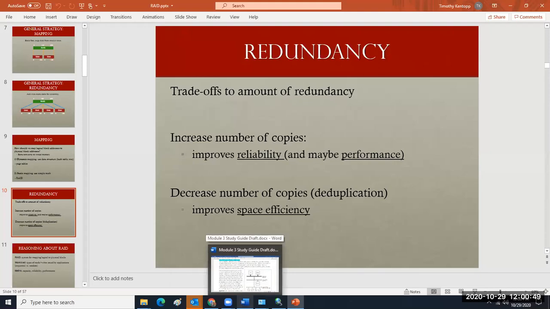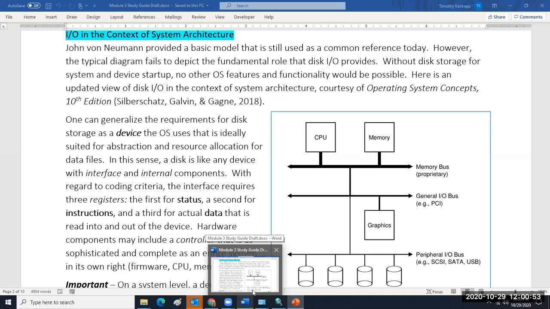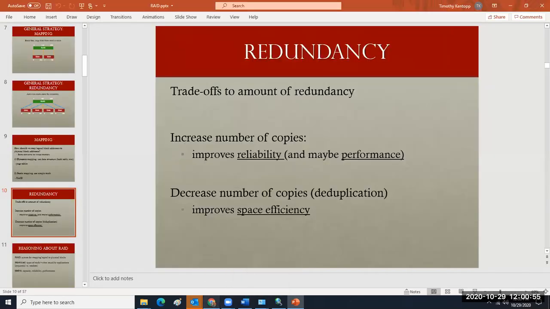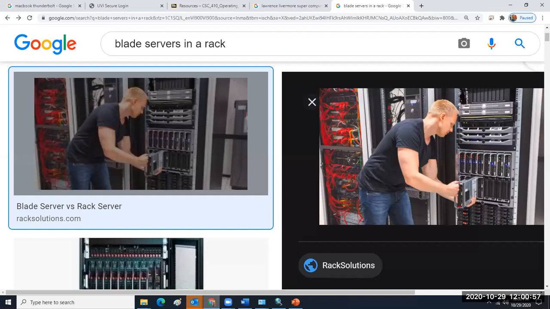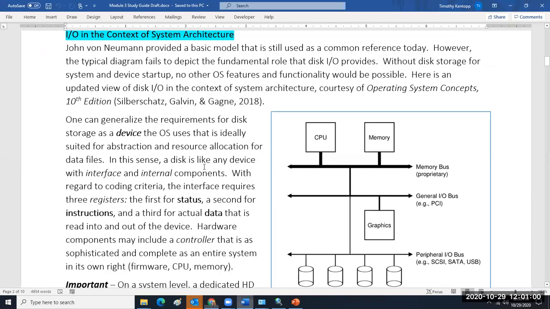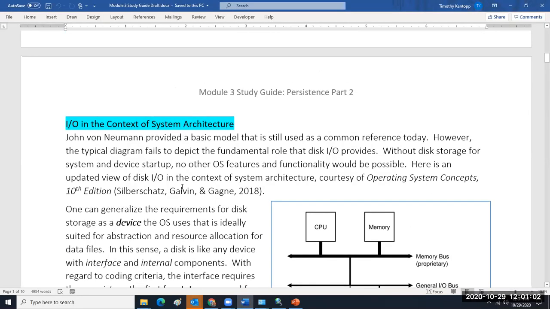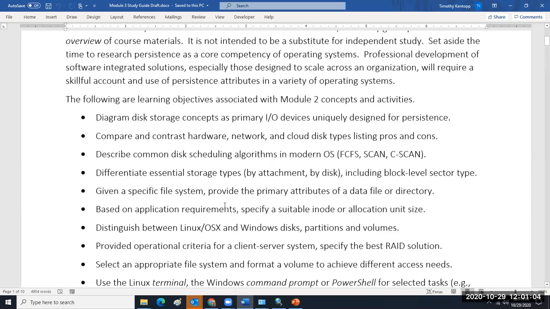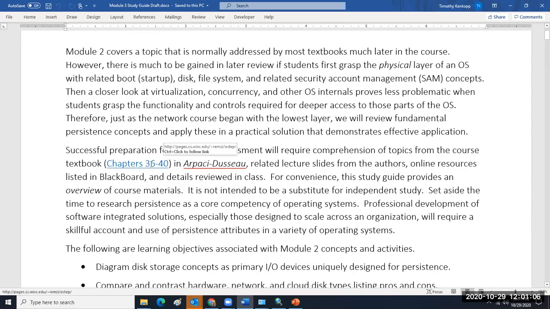And if you're not already into the chapters in the textbook, you're going to want to be in the textbook as soon as possible. So you're going to want to engage chapters 36 to 40 in our course, and the PowerPoints for the textbook, okay?